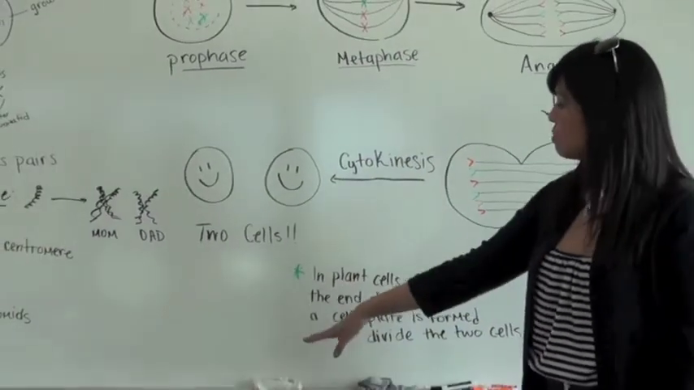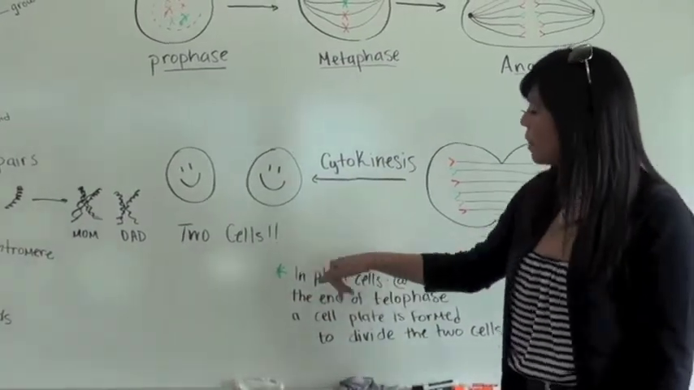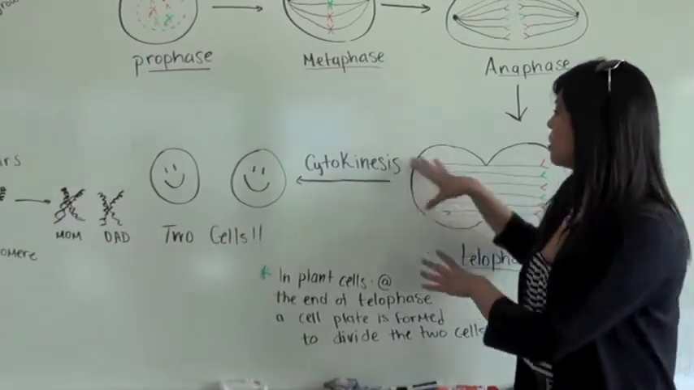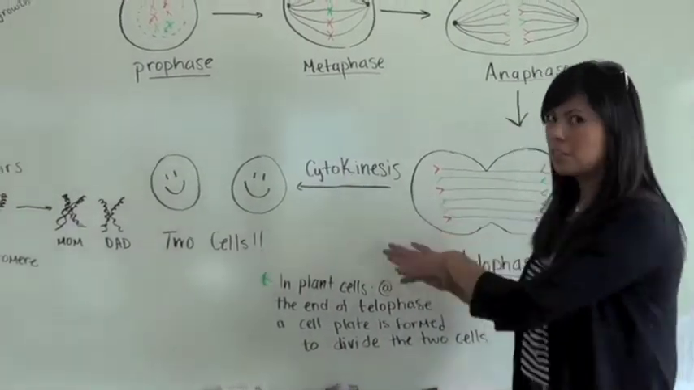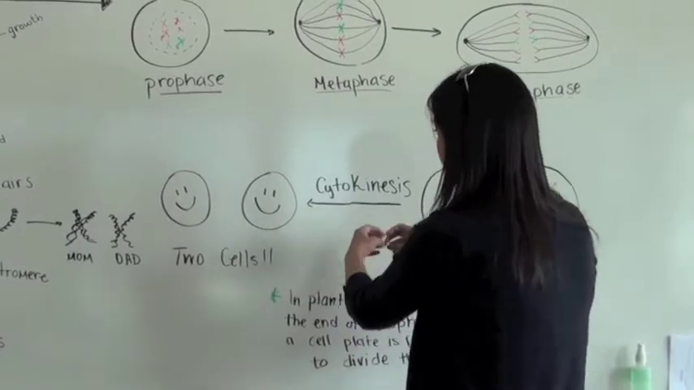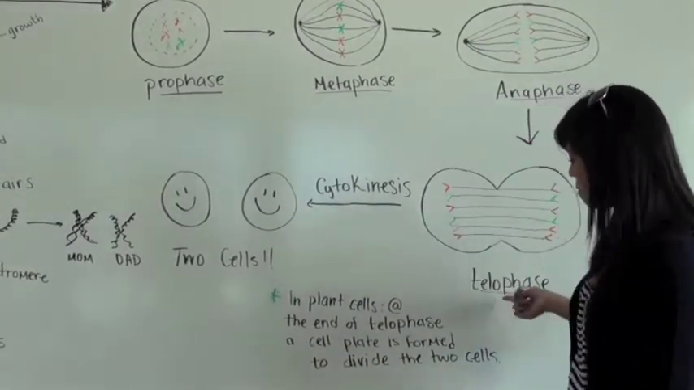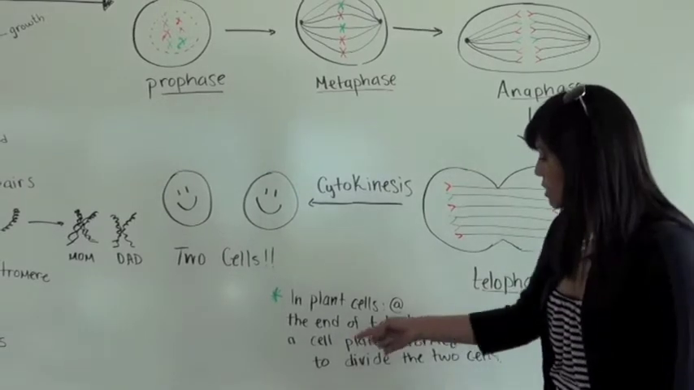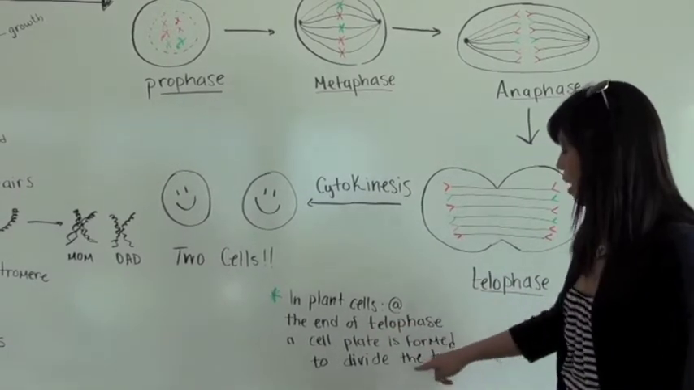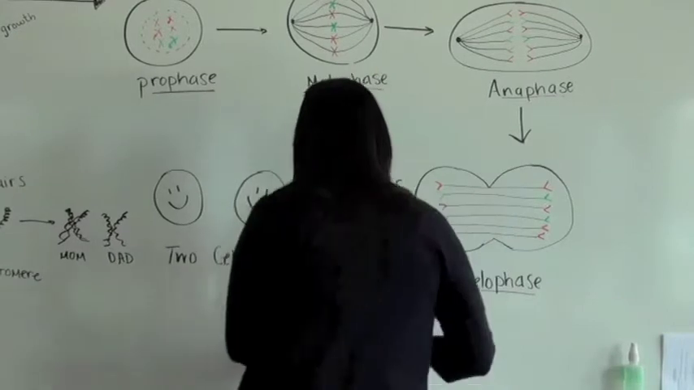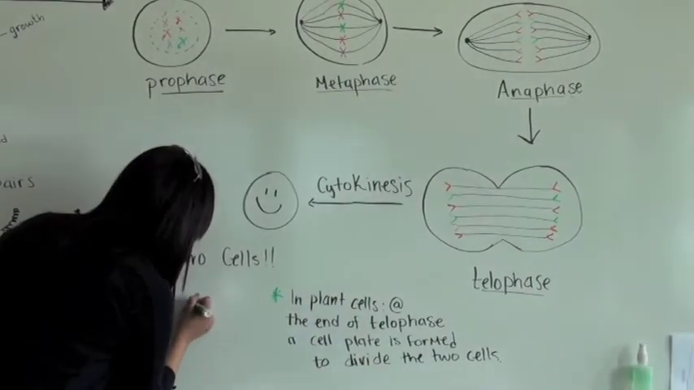Before I end this video, I want to make a quick note that in plant cells, this area where they pinch off is a little different. In animal cells, this is what happens. Cytokinesis forms and they pinch off. Now in plant cells, at the end of telophase, which is right here, a cell plate is formed and divided into two cells. So if we can think of it, this is one cell.